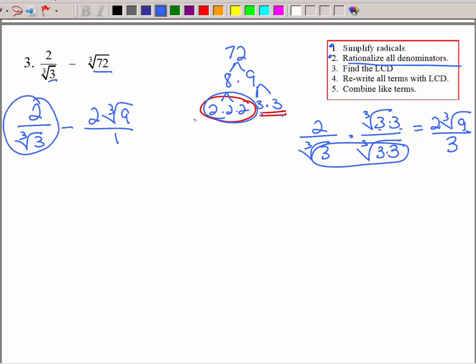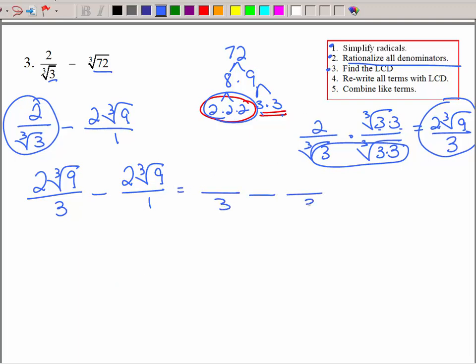So I'm going to replace that with my rationalized form, which is 2 times the cube root of 9 over 3 minus 2 times the cube root of 9 over 1. Now what's the least common denominator? Of course it's 3. So I keep this one. I need to multiply this times 3 outside the radical. So that's 6 times the cube root of 9. Done that. Next step, combine like terms.